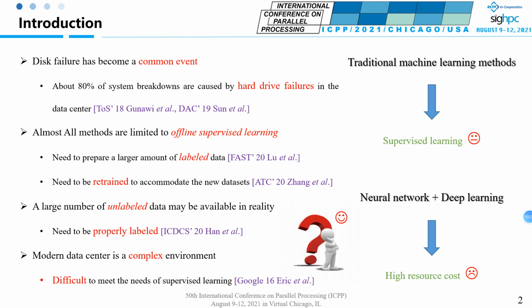Nowadays, disk failure has become a common event, and about 18% of system breakdowns are caused by hard disk failure in the data center. Over the past decades, in order to solve this problem, almost all methods are limited to offline supervised learning. That means we need to prepare a large amount of labeled data and need to retrain to accommodate the new dataset. But in fact, a large amount of unlabeled data may be available in reality, and the modern data center is a complex environment, so it's hard to meet the needs of supervised learning.